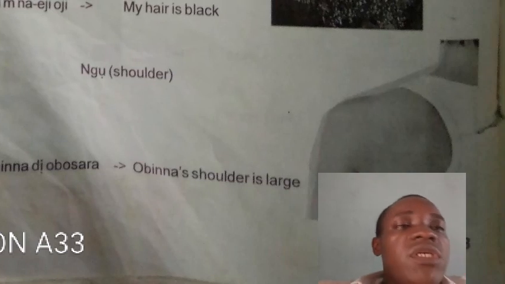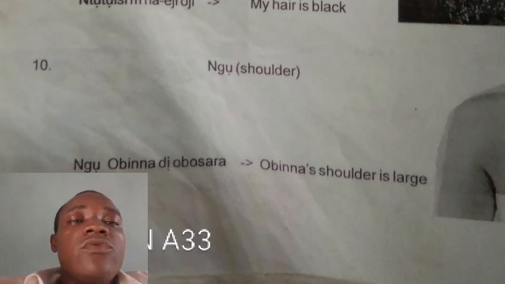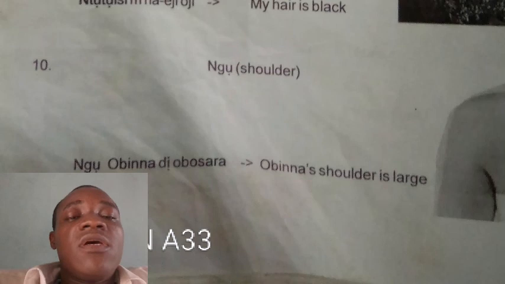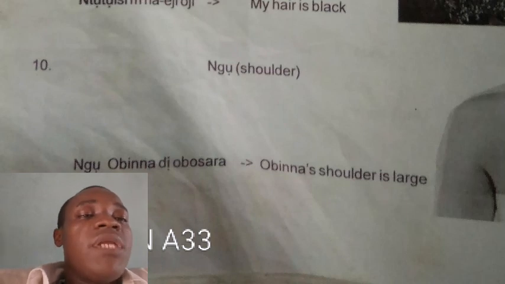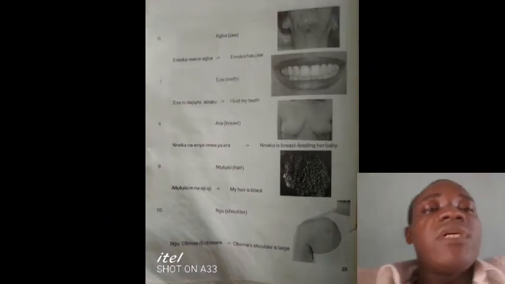Okay, let's look at another one, which is what? Shoulder. You can see the picture there. This is somebody's shoulder. Shoulder means ngu. Ngu in Igbo. So let's make sentence with it. Ngu Obinna de obosara. Obinna's shoulder is large. So large in Igbo is obosara. Alright. That's great.